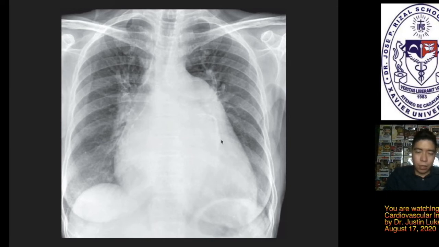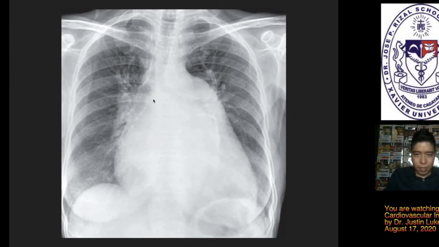So what other signs can we look at that there is an enlarged left atrium? One is splaying of the carina. So this one. A normal carina would appear like that. Splaying means that it's widening. The angle is usually more than 100 for it to be called splaying, more or less. And we also have double density sign.